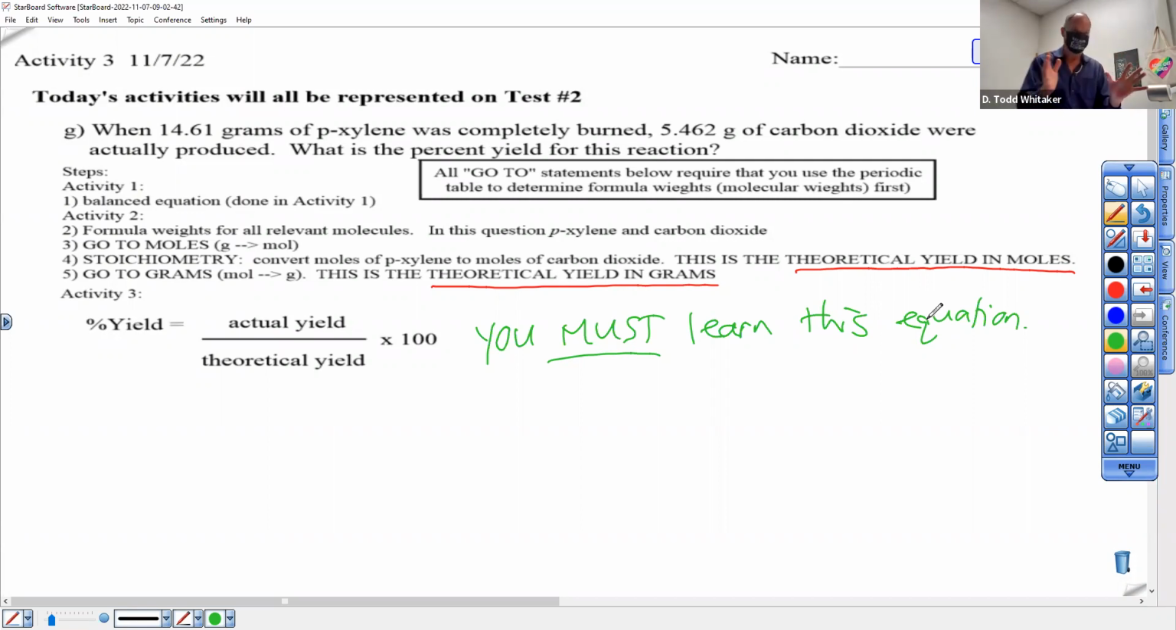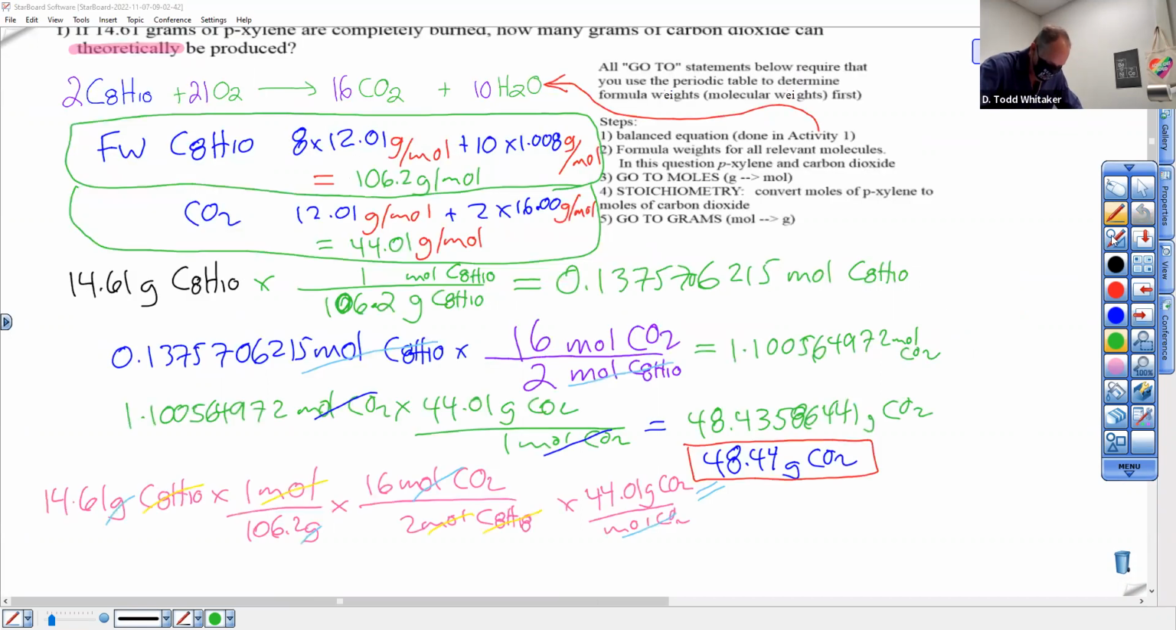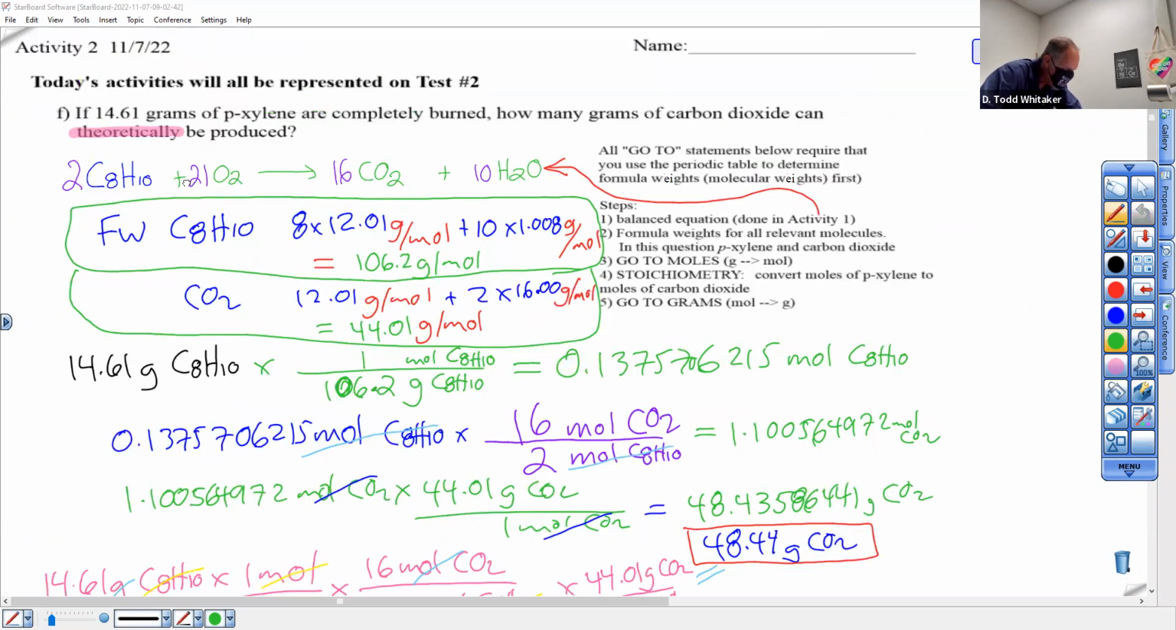Okay? You have flexibility here. You can do theoretical yield in moles or theoretical yield in grams. This is entirely up to you. We're going to do it both ways to prove you get the same answer, okay? So in this question, you were given the theoretical yield in grams. In our previous activity, we've got the theoretical yield in grams, 48.44 grams. Is the theoretical yield when 14.61 grams of xylene is completely burned. We did all that work to get that, 48.44 grams.